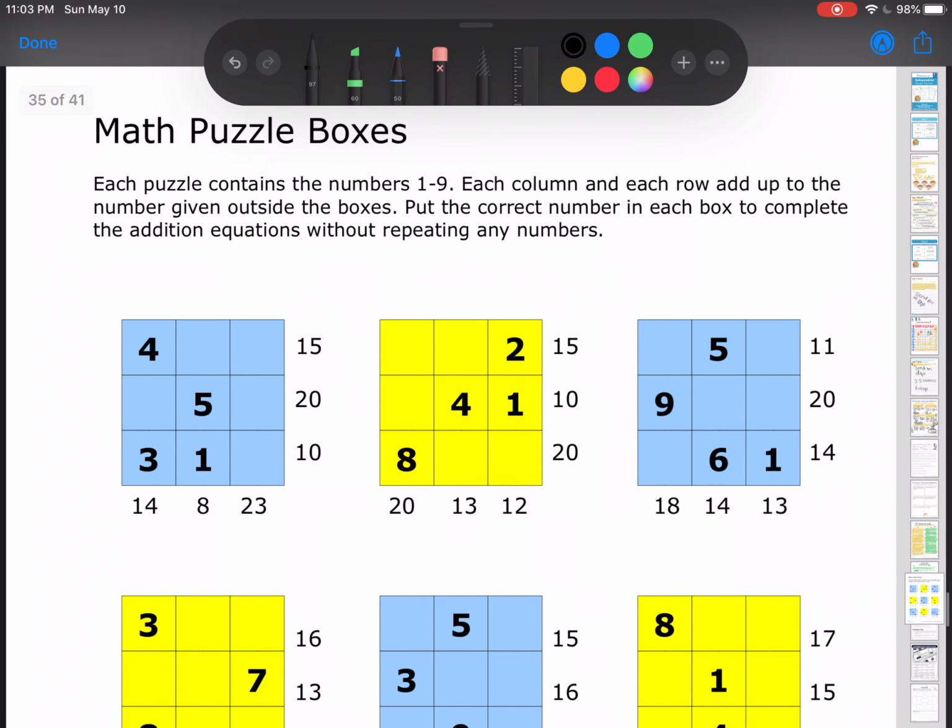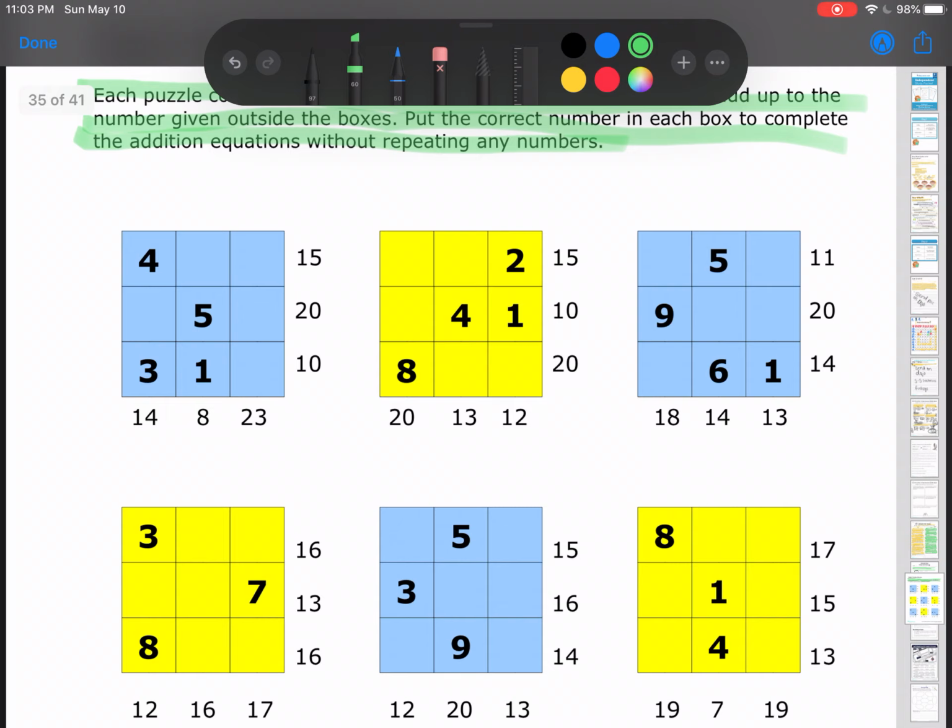Alright, and math puzzle boxes. It says each puzzle contains the numbers 1 through 5, and each column and row adds up to the number given on the outside boxes. Put the correct number in each box to complete the addition equations without repeating any numbers. Alright, so right here, this one has 2 of them. So let's look at this one here first.